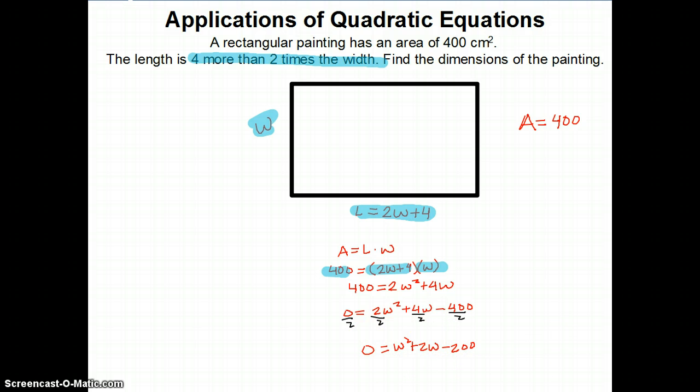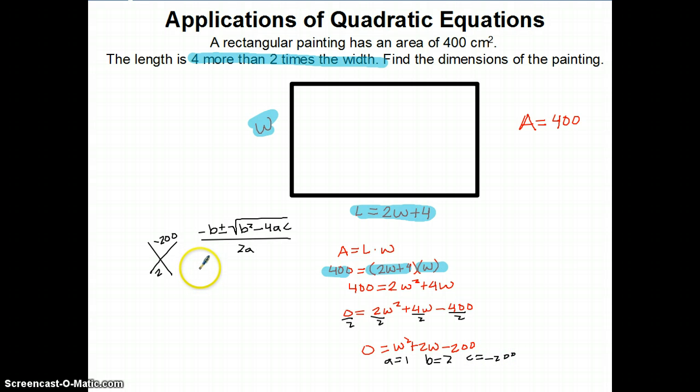Now once I'm here, I set up my diamond. I need two numbers that multiply to negative 200 and add to 2. There are no such numbers, so I proceed to use my quadratic formula: negative b plus or minus the square root of b squared minus 4ac, all over 2 times a. Here your a is 1, your b is 2, and your c is negative 200.